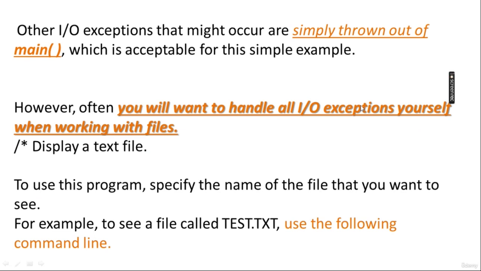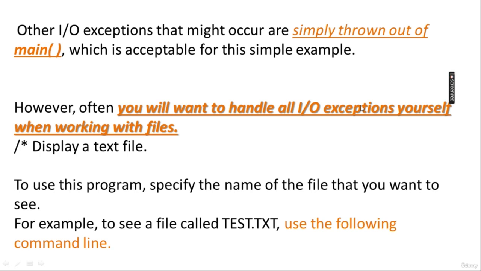Other input-output exceptions that might occur are simply thrown out of the main method, which is acceptable for this simple example. If you want to handle all input-output exceptions yourself when working with files, you will specify a catch block for every type of exception. Like all exceptions, you will specify them one by one, and at the last you will specify the main exception class, so that it will handle all types of exceptions. Now we will see that example.